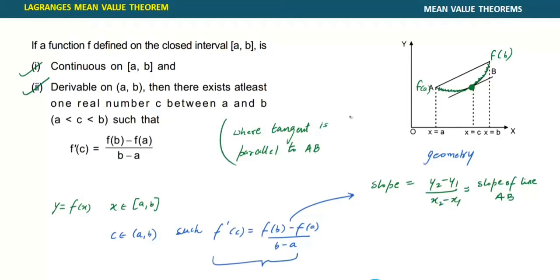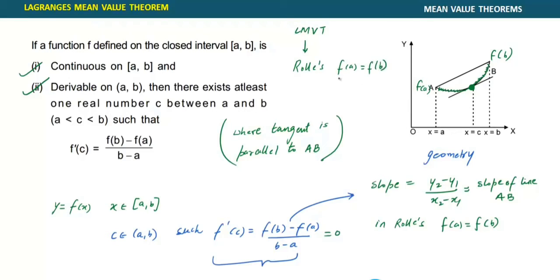So this is the geometrical significance of LMVT. And if you want to convert this into Rolle's theorem, in Rolle's theorem, what was happening? In Rolle's theorem, f(a) was equal to f(b), and if you put it this way, the answer will come out to be 0. Obviously the slope will become parallel to the x-axis. So I can say that LMVT is the super theorem. A special case of LMVT is Rolle's theorem, where f(a) is equal to f(b).